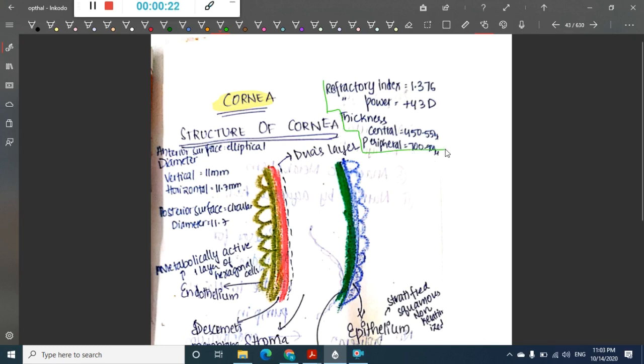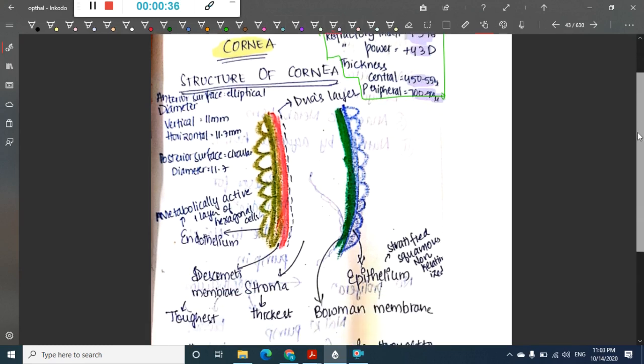Thickness of cornea. If you see the thickness of cornea, centrally the cornea is 450 to 500 microns, whereas peripherally the cornea is 700 to 900 microns, which is important.